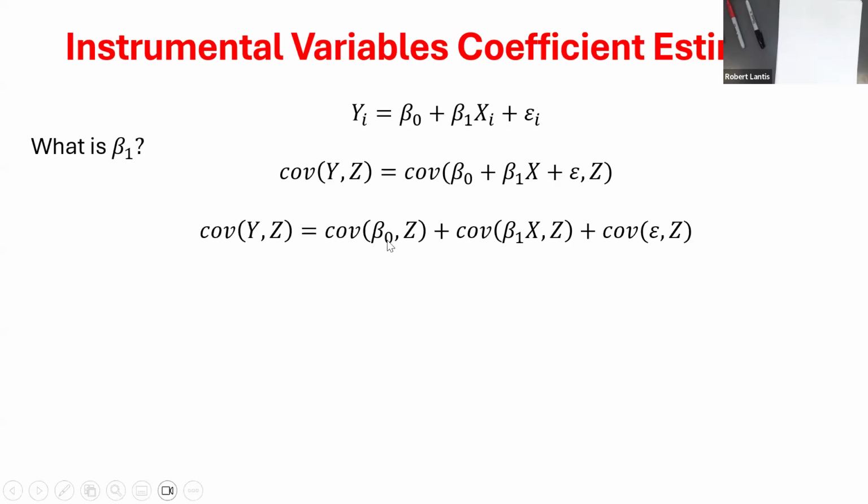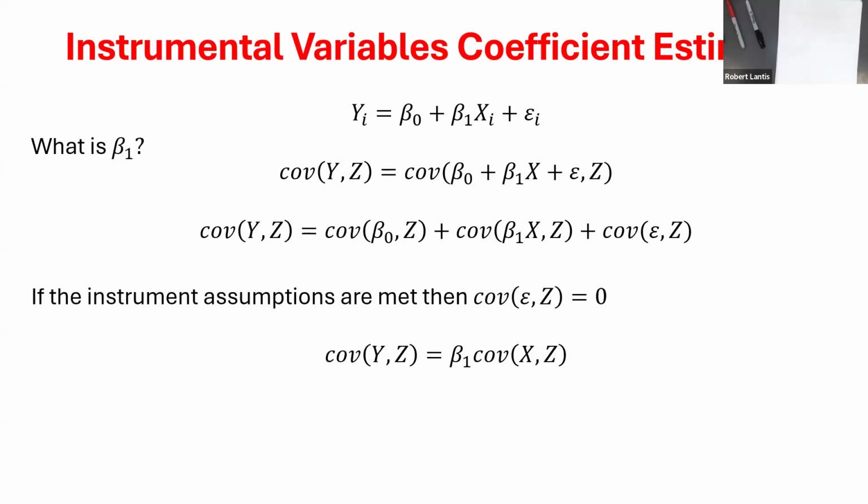So what should the covariance of my instrument be with just the intercept? The intercept is a constant, so the covariance of that with my instrument should just be 0, right? What about the covariance of x with z? Well, if it meets the relevance condition, I know that will be something other than 0. Now, if it meets the exogeneity condition, we said the instrument should be uncorrelated with everything in that error term, so that should also go to 0, right? So I'm going to redistribute this and pull that coefficient out front, since it's just a constant value. And what I end up with is this equation.